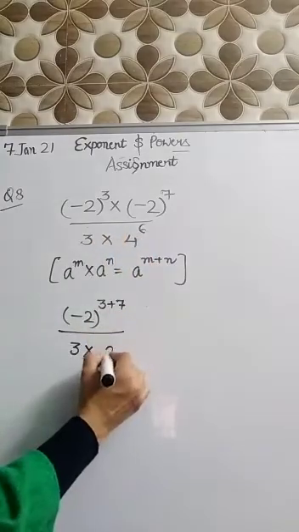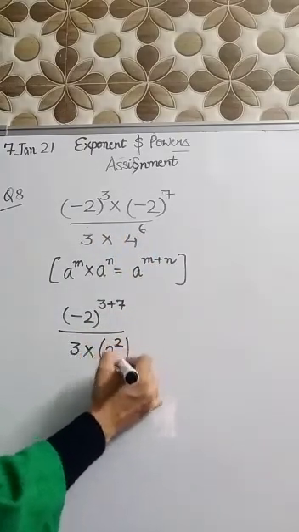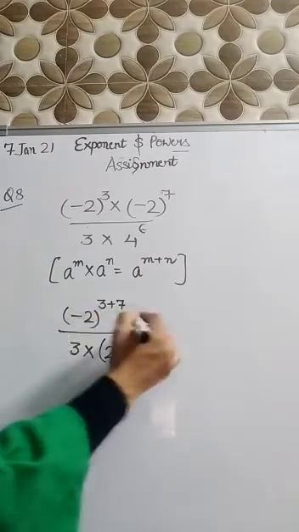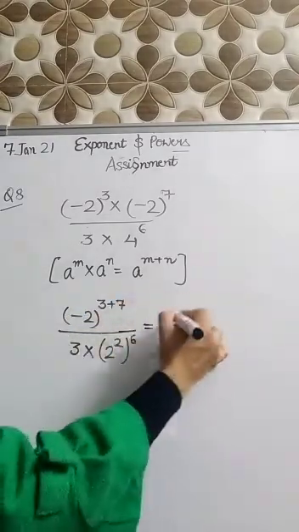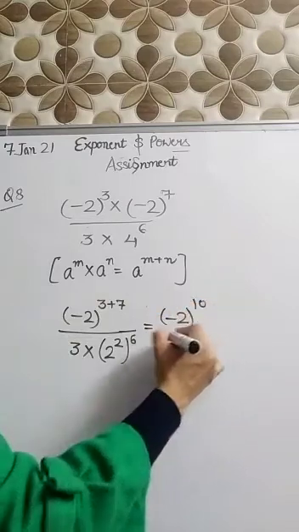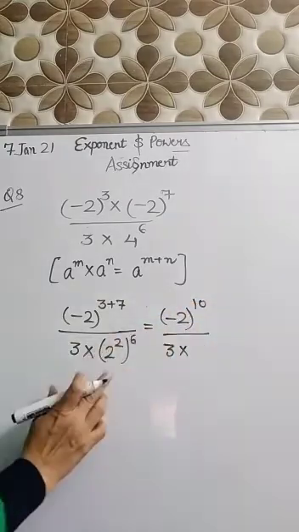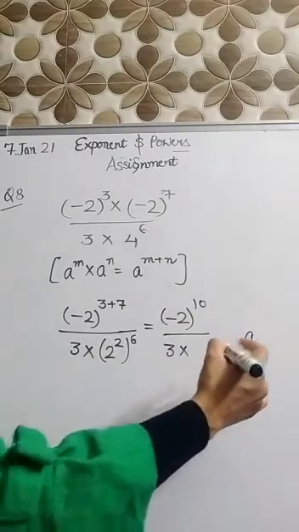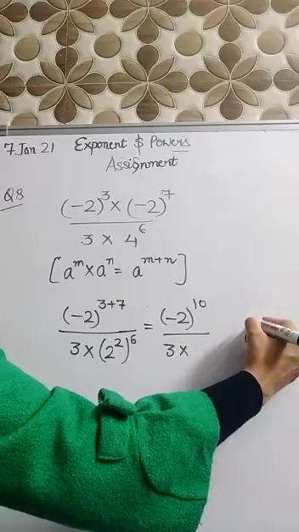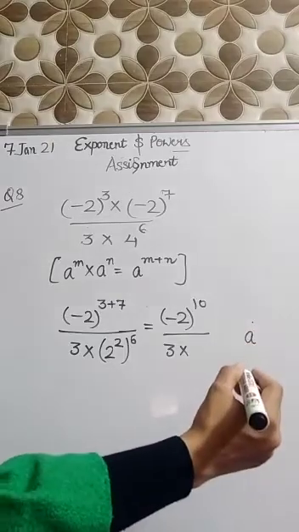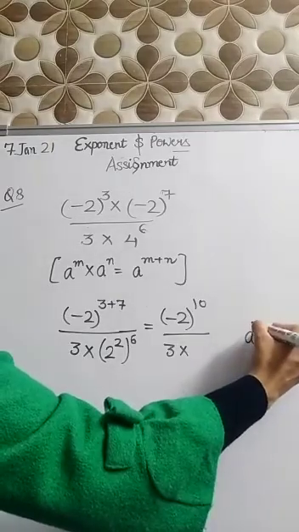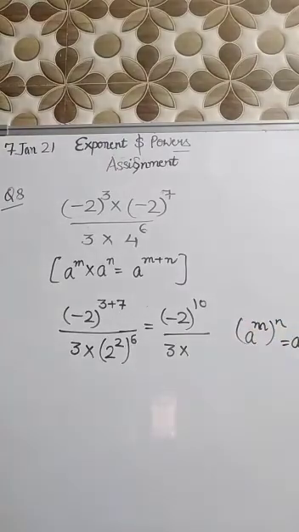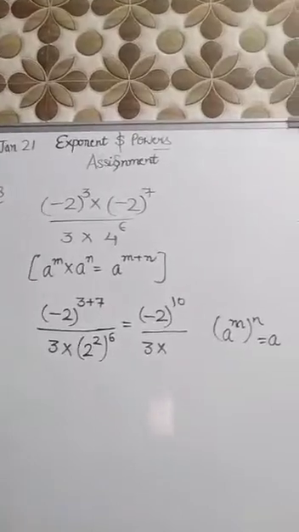4 can be written as 2 square. And this whole raised to power 6 that is already given, we are writing it the same. Now add the power, that will give you minus 2 raised to power 10 upon 3 into. Now this is another law of exponent that we used in one of the questions in the beginning, I think in question number 6: a raised to power m whole raised to power n can be written as a raised to power mn.